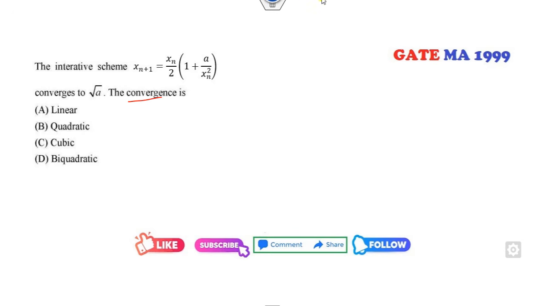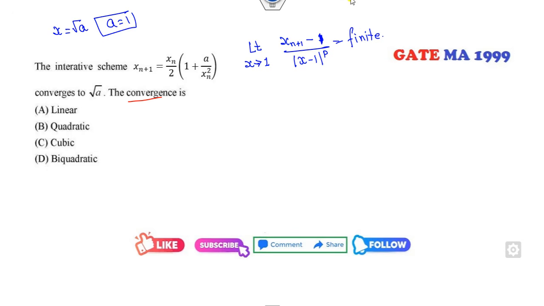Now again your target is to check the convergence. So the limit: again, the answer is not dependent on a, so I can choose a as 1. If a is 1, x approaches 1, xn plus 1 minus 1 divided by x minus 1 raised to power p. We have to find for which case it will be finite. So let's start with the first case. Limit x approaches 1, x over 2, a is 1. If I open this bracket, it will be 1 over 2x minus 1 divided by x minus 1.